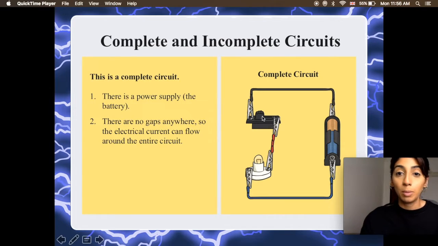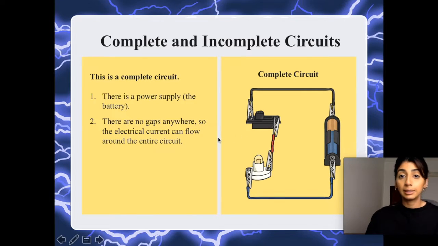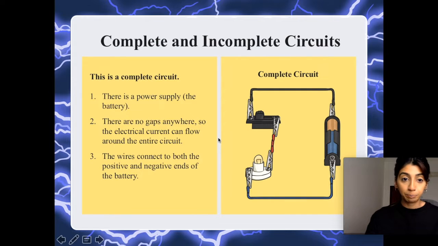So, what makes it complete is that the power supply is connected both in the positive and negative side. There is no gap in the circuit. It looks like a full circle. There are no gaps, and that makes it a complete circuit.